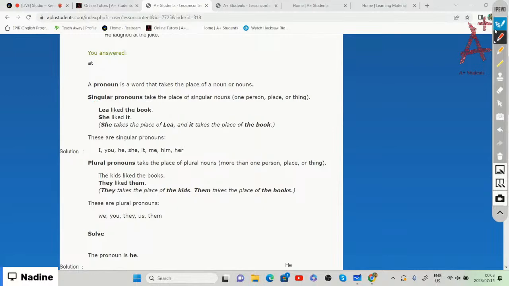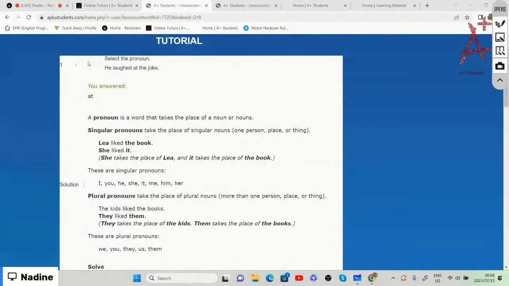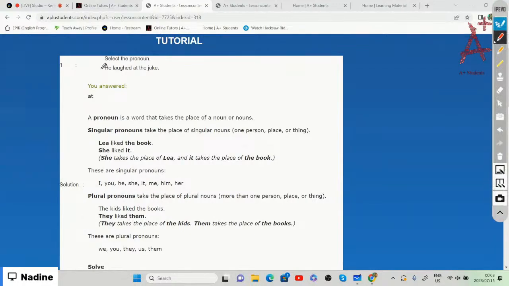All right, so now if we look at our example questions, it says, he laughed at the joke. We need to select the pronoun, so we need to choose the correct pronoun. If we were to choose the correct pronoun, we would say it is he, because he laughed at the joke.